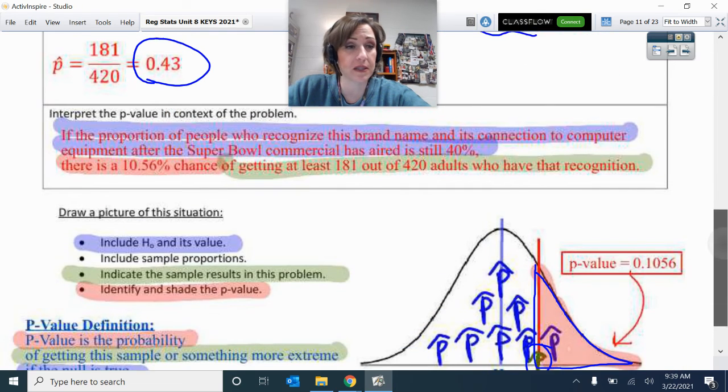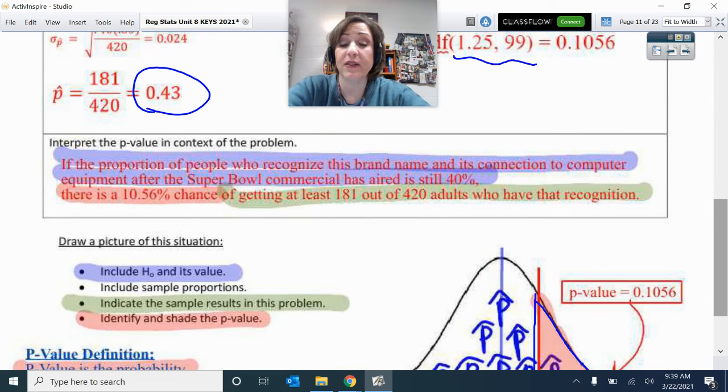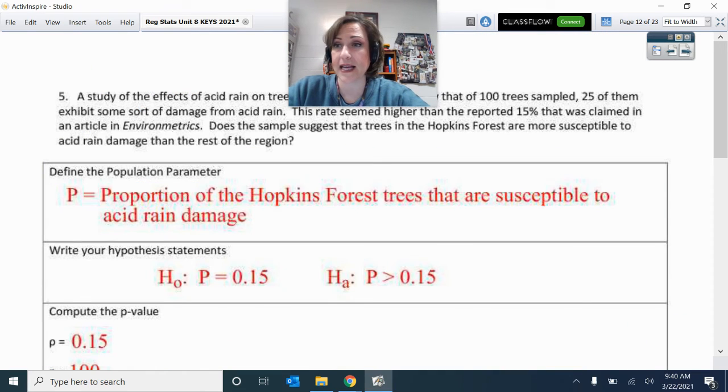All right, so here's the interpretation of the p-value. If the proportion of people who recognize the name brand and connect it to the equipment after the Super Bowl commercials have aired, so that's the null hypothesis, is still 40%, then there was a 10.56% chance of getting at least 181 out of the 420 adults who have that recognition. Okay. And I think this may be the last one.